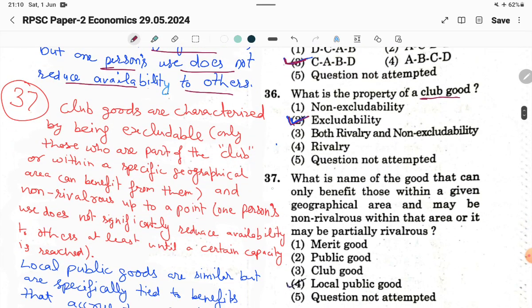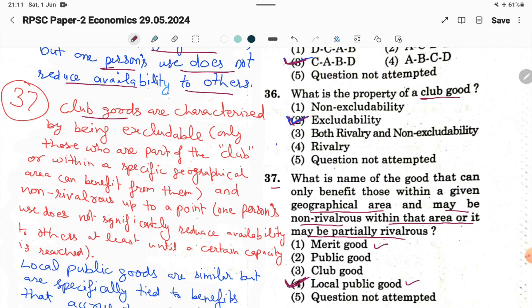Now the 37th question. What is the name of a good that can only benefit those within a given geographical area and may be non-rivalrous within that area, or it may be partially rivalrous? It can be two answers, merit good and local good, but most probably local good will be the correct answer. Here is the explanation.